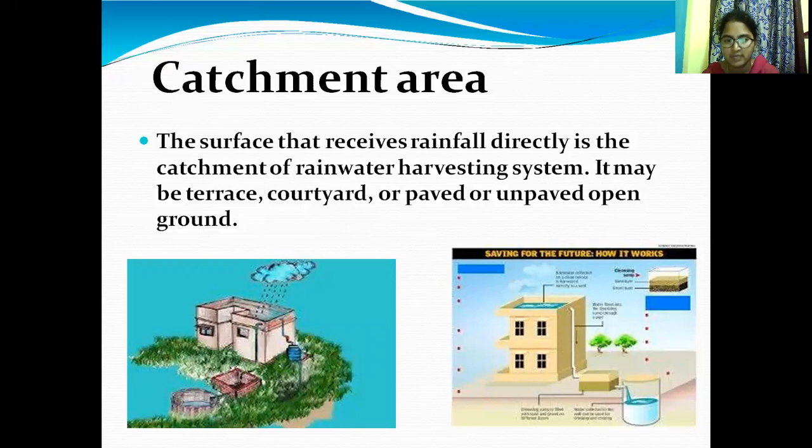So the roofs of the building are provided with a coarse mesh or grill at the outlet to prevent the passage of debris. From collection of rainwater from the rooftops, we can take some remedial methods for purifying the water. Why? Because on rooftops there will be grass or leaves from the trees, or dust particles on the ground surface. That's why you provide the coarse mesh or grill at the outlet of the water to prevent the passage of debris.